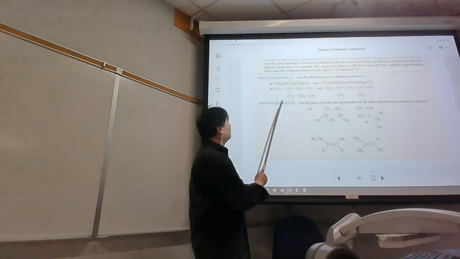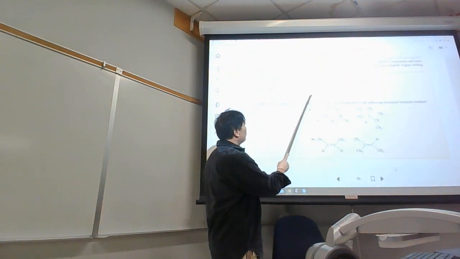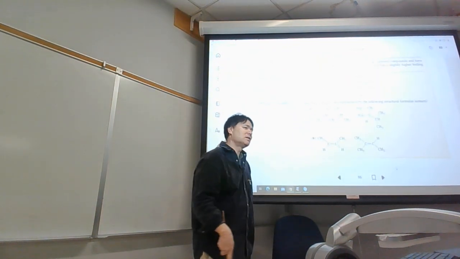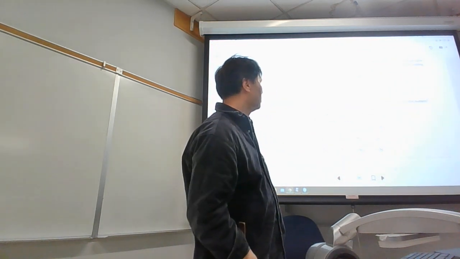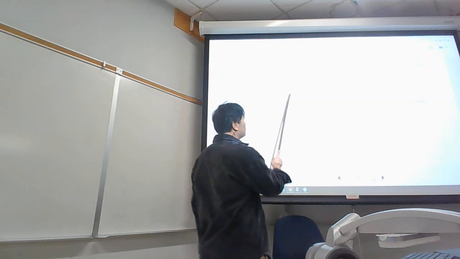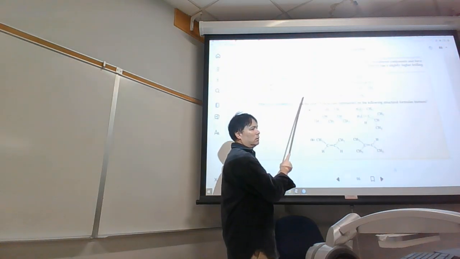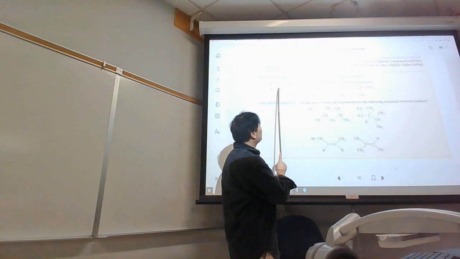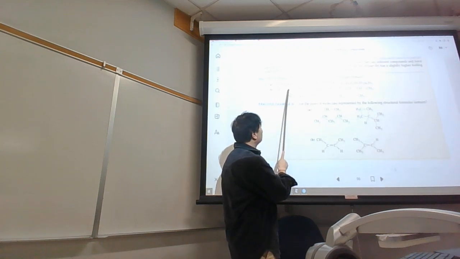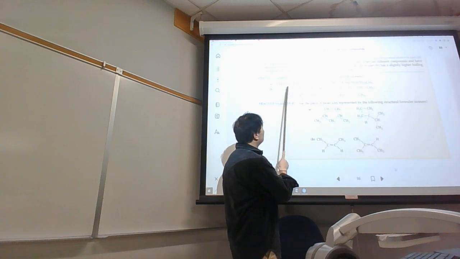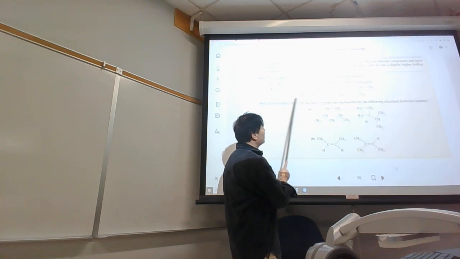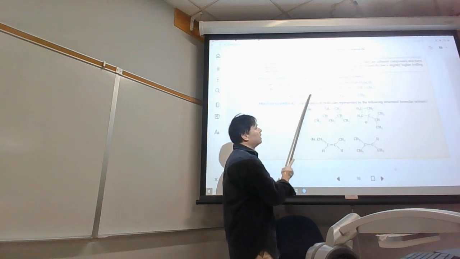The longest chain is 1, 2, 3, 4, 5. It doesn't matter as long as they're connected. So the longest chain is 5, which means the parent is called pentane. And then we number the carbons. This would be carbon 1, this would be carbon 2. And on carbon 2 we have CH2CH3, which is called an ethyl. So this would be called 2-ethylpentane. That's how we'd name it.